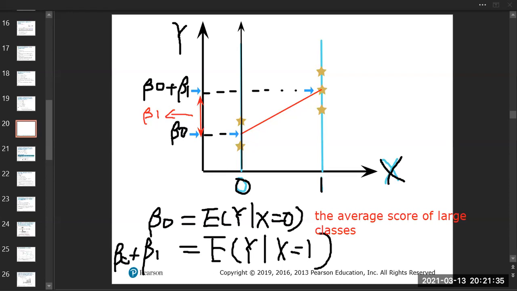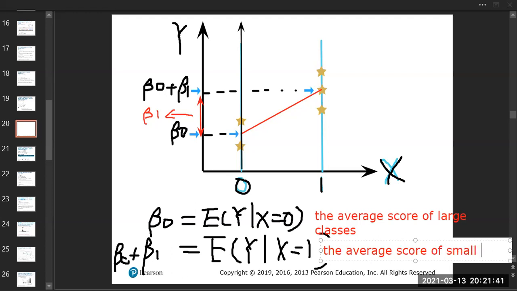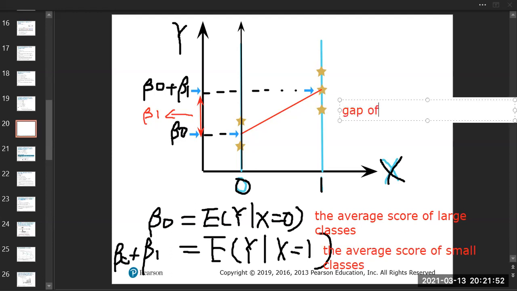And then beta 0 plus beta 1 is the average score of small classes, okay, because we know that small classes have higher scores. And how about beta 1? Beta 1 is the gap of these two groups' average score.